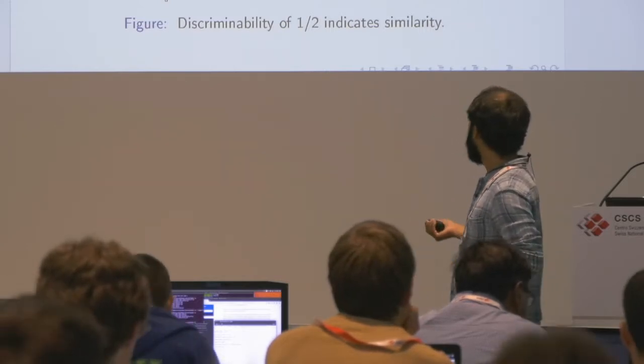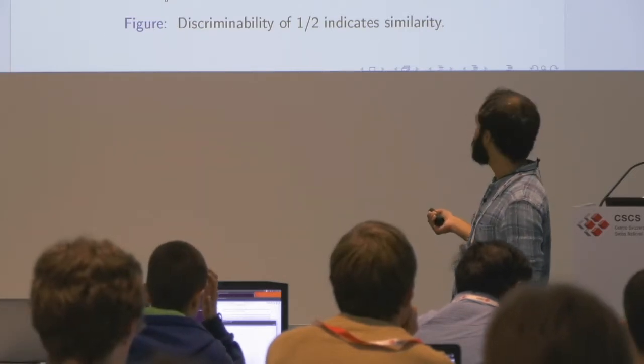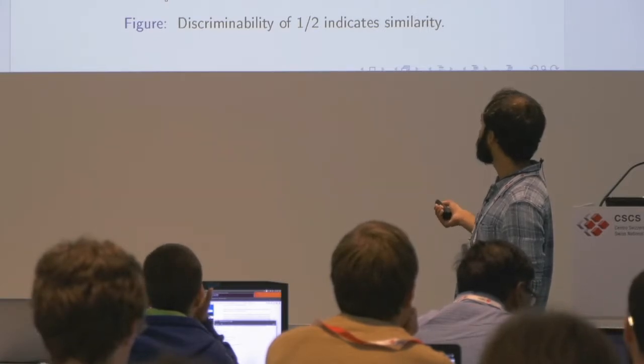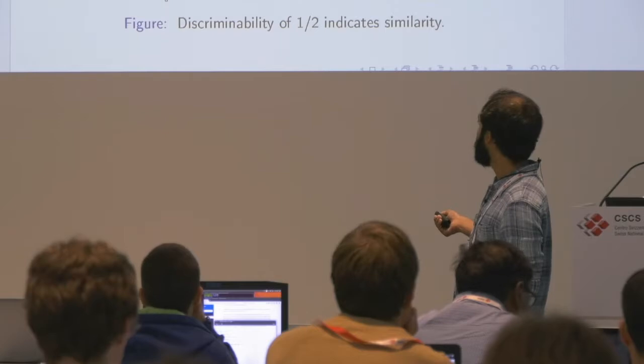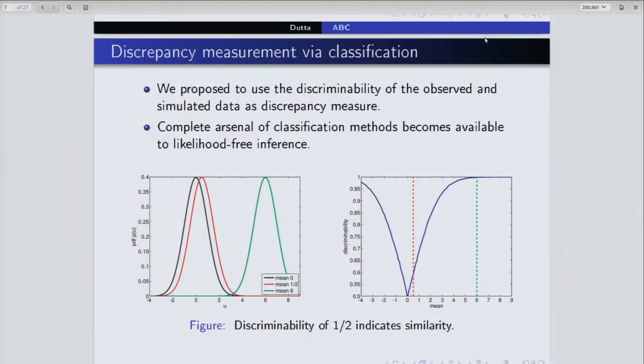You can see here this is the same problem we were talking about, mean 0 and mean half. These are the probability distributions of them, and this black one is the true one. If you have mean half, then they are very close and the probability distributions look very similar. If it is farther away, then they look different. And you can see this is the plot of classification accuracy, the discriminability, and you can see it goes down to 50% at the true value.